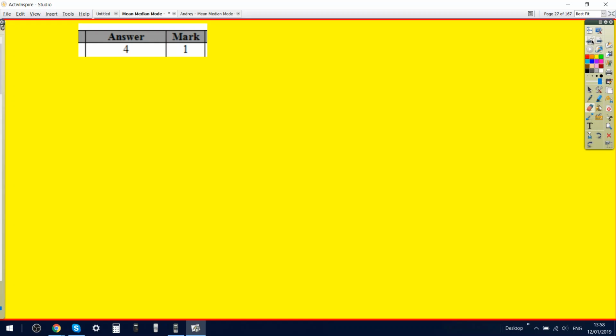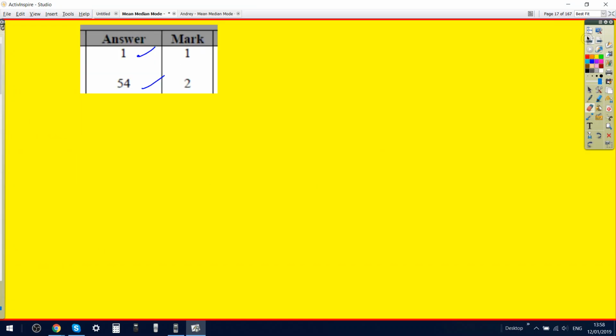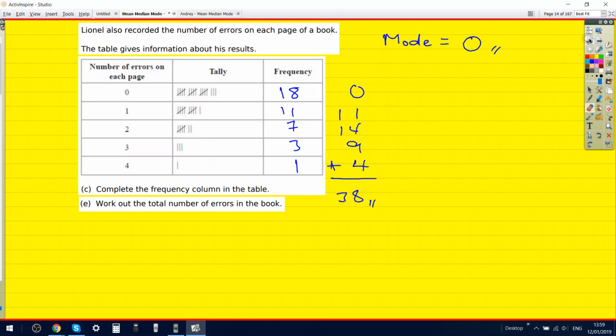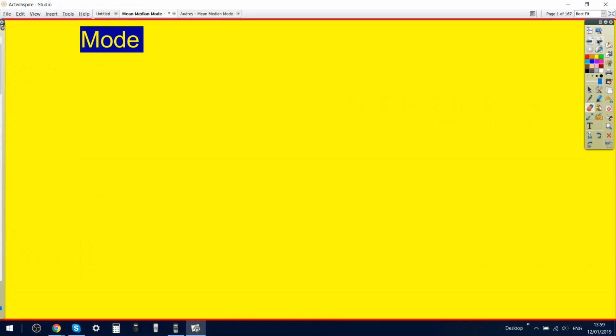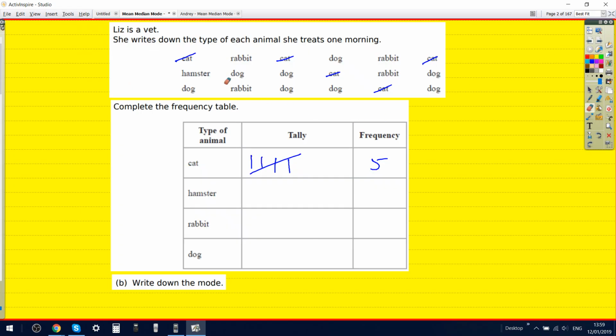So if we go back to these tallies, you can see there's 5 cats. So the mode was cat. The mode isn't 5. That's just how many times the cat came up the most.